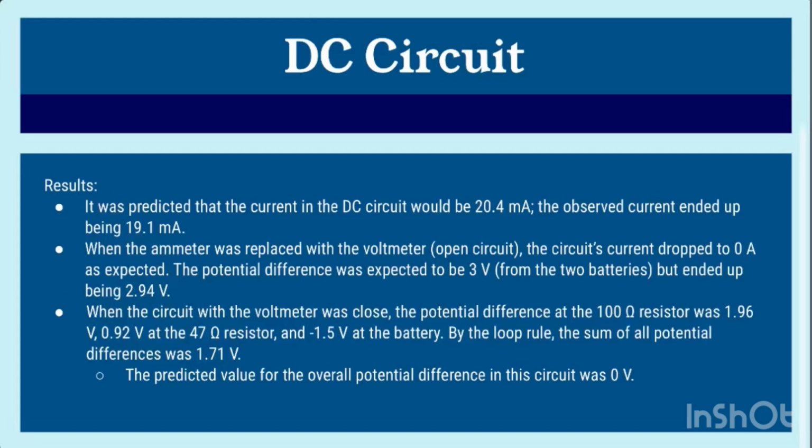And when the circuit with the voltmeter was closed, the potential difference at the 100 ohm resistor was 1.96 volts, 0.92 volts at the 47 ohm resistor, and negative 1.5 volts at the battery. By the loop rule, the sum of all potential differences was 1.71 volts, which is very different than the predicted value, because the predicted value for the overall potential difference in the circuit was 0 volts.